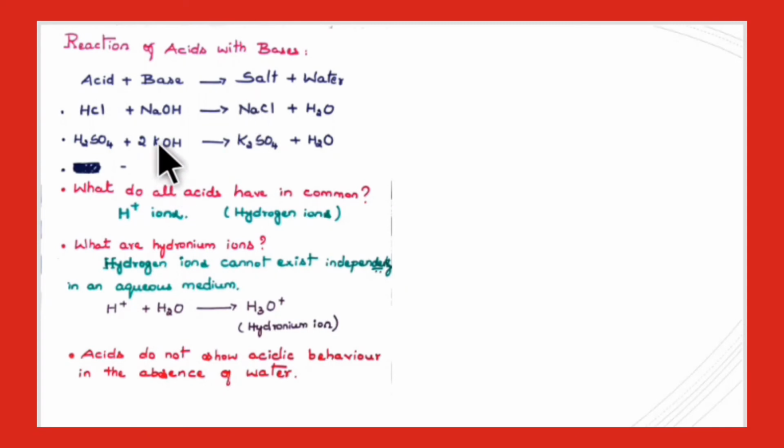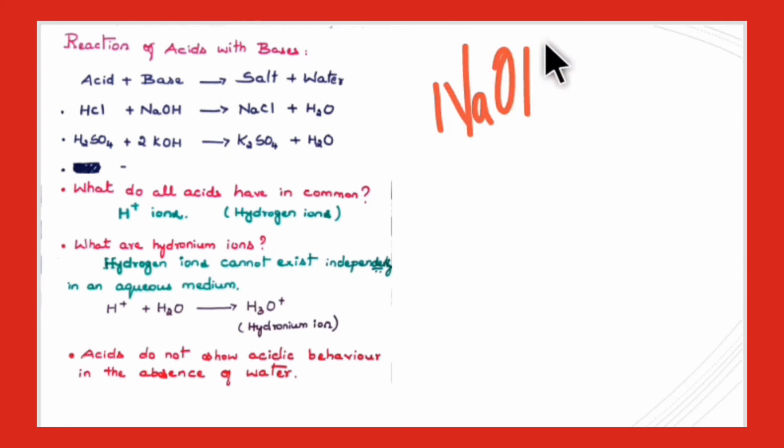Next we'll check out the reaction of acids with bases. So when acids react with bases, what are these bases? Bases are compounds which react with an acid to give only salt and water, whereas here acids react with base which gives salt and water. For example, NaOH is a base.